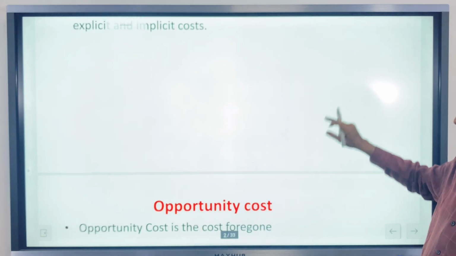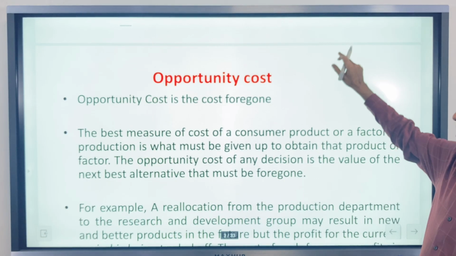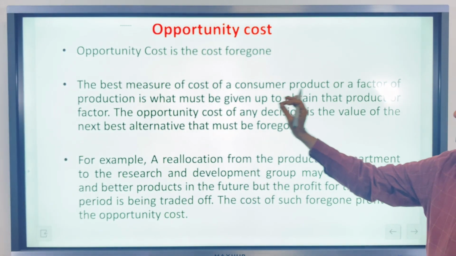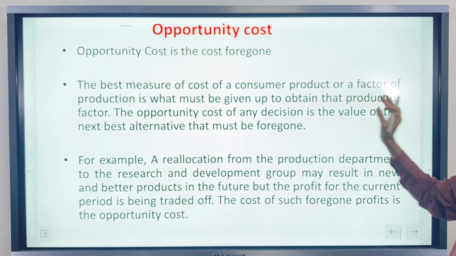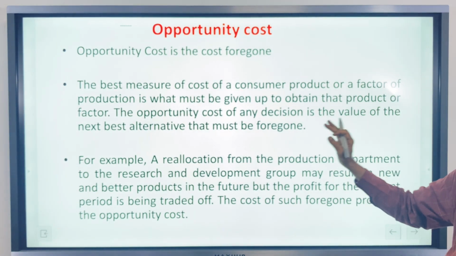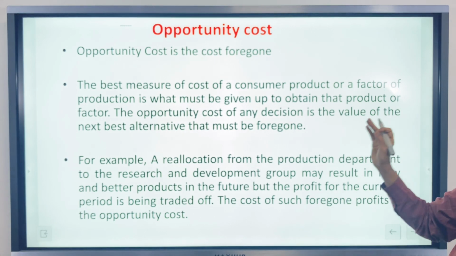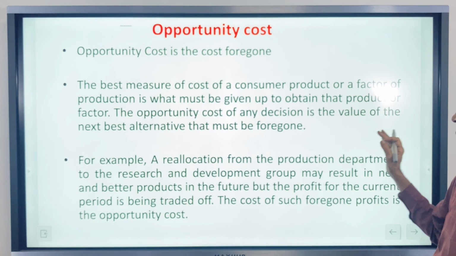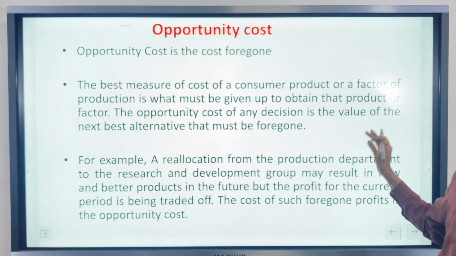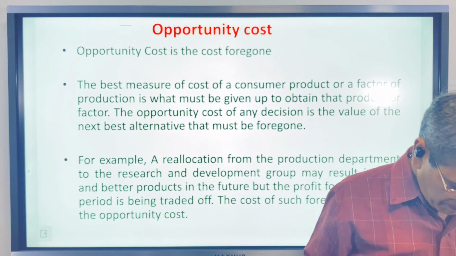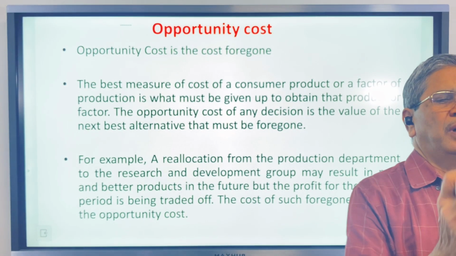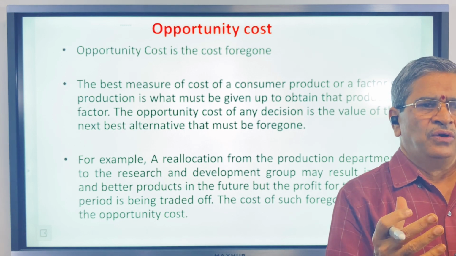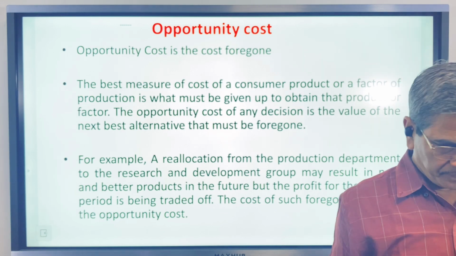So when you take this, let me explain. Opportunity cost is the cost foregone. The best measure of cost of a consumer product or factor of production is what must be given up to obtain that product or factor. The opportunity cost of any decision is the value of the next best alternative that must be foregone. For example, you want to use your factory premises for research and development.